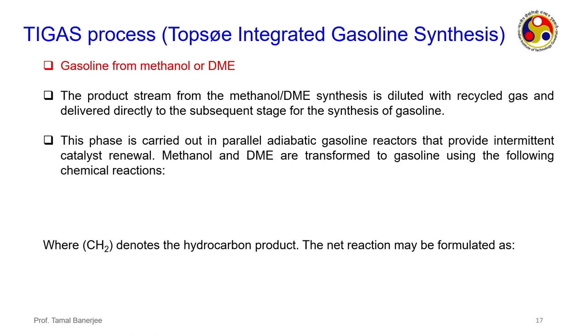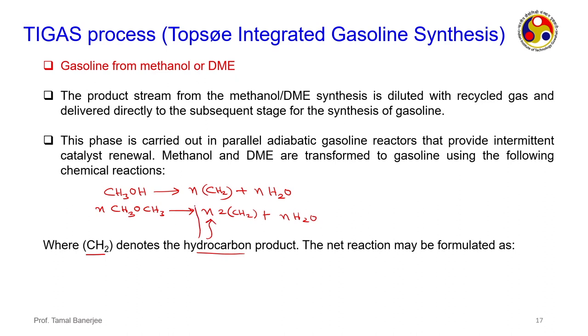So, what are the reactions which are happening? Let us say we have this methanol produced in the previous step, it is getting converted directly to alkenes. So, nCH2 I will write. So, nCH2 may be any of the fuel, and then you have the dimethyl ether getting converted to nCH2 as well. Okay. So, this CH2 here denotes the hydrocarbon product. So, these are all hydrocarbon products.